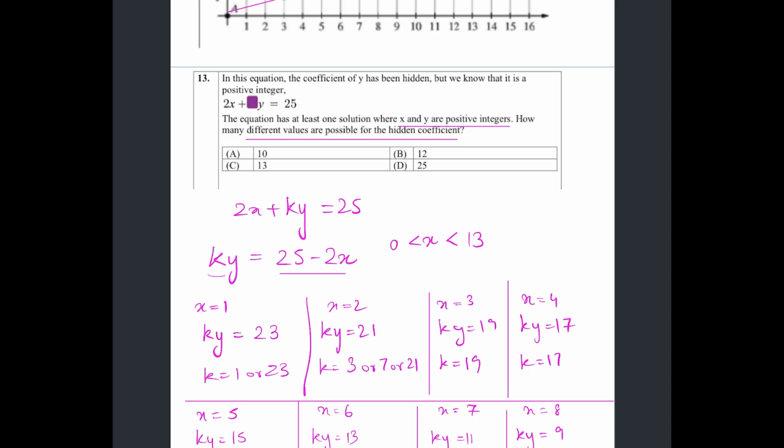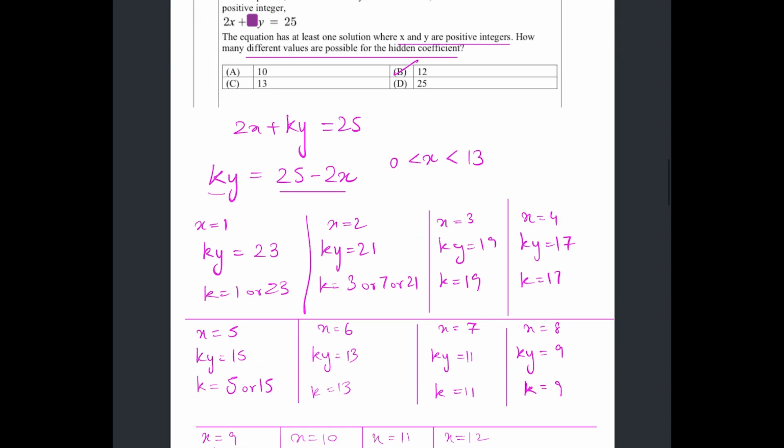Let's now count them. 1, 2, 3, 4, 5, 6, 7, 8, 9, 10, 11 and 12. So k can have 12 values, right? So the answer is option B.